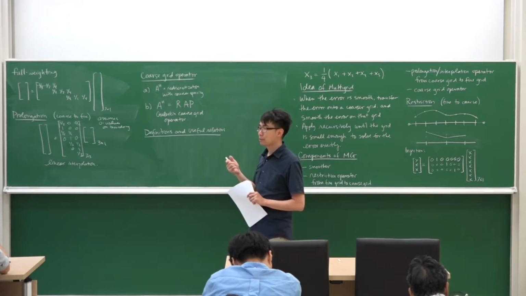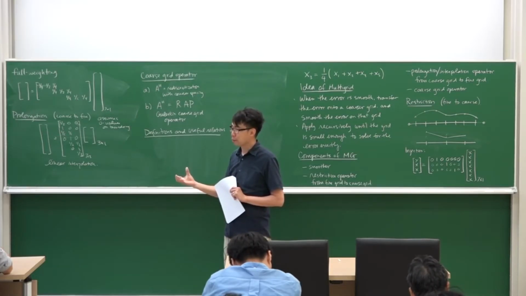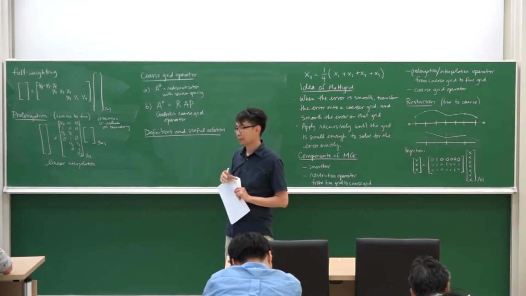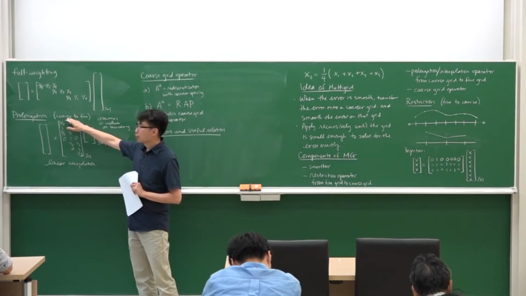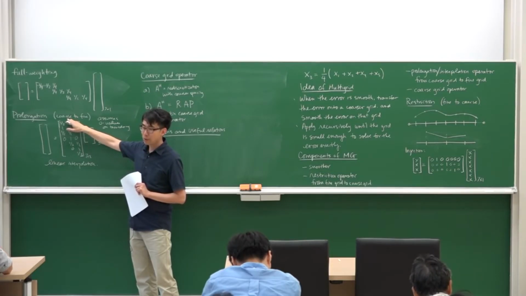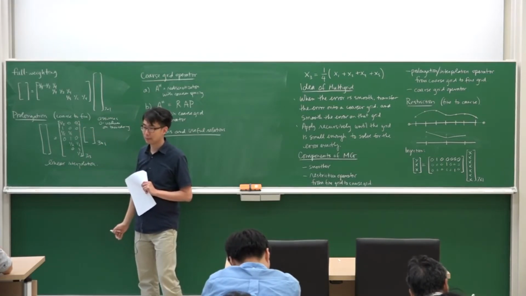So what's going to happen is we projected the problem onto the coarser grid, and we're going to smooth the error on the coarser grid. Right? So somehow we have to transfer that correction that we found on the coarser grid back to the fine grid. So we need a way of taking coarse grid quantities, in particular the error correction that we found on the coarse grid, and transferring it to the fine grid so that the solution on the fine grid can be updated.